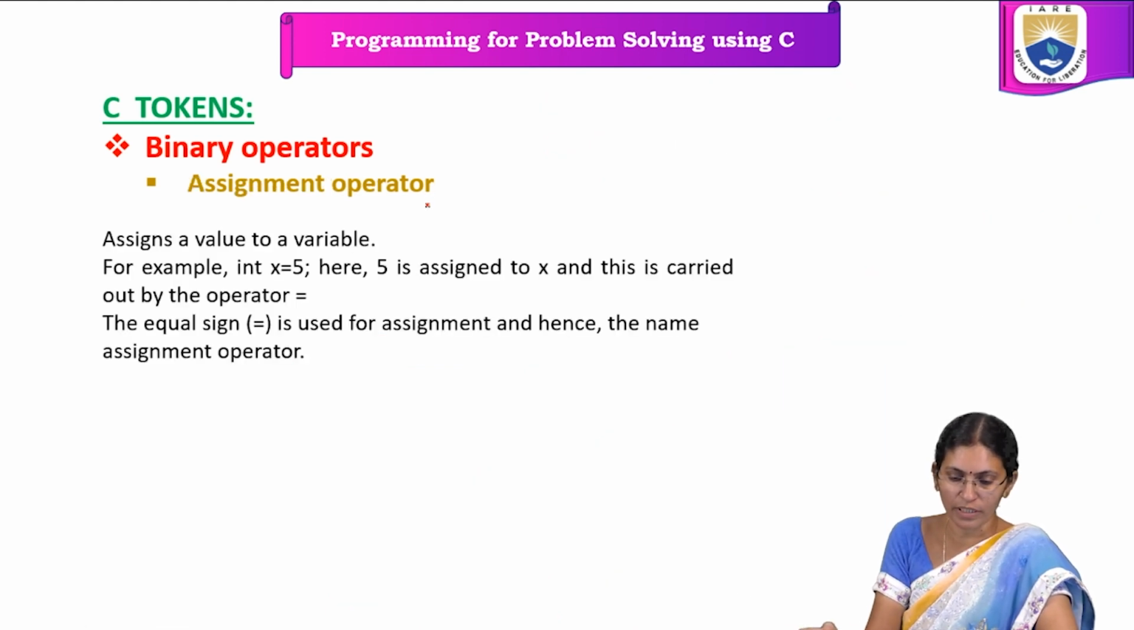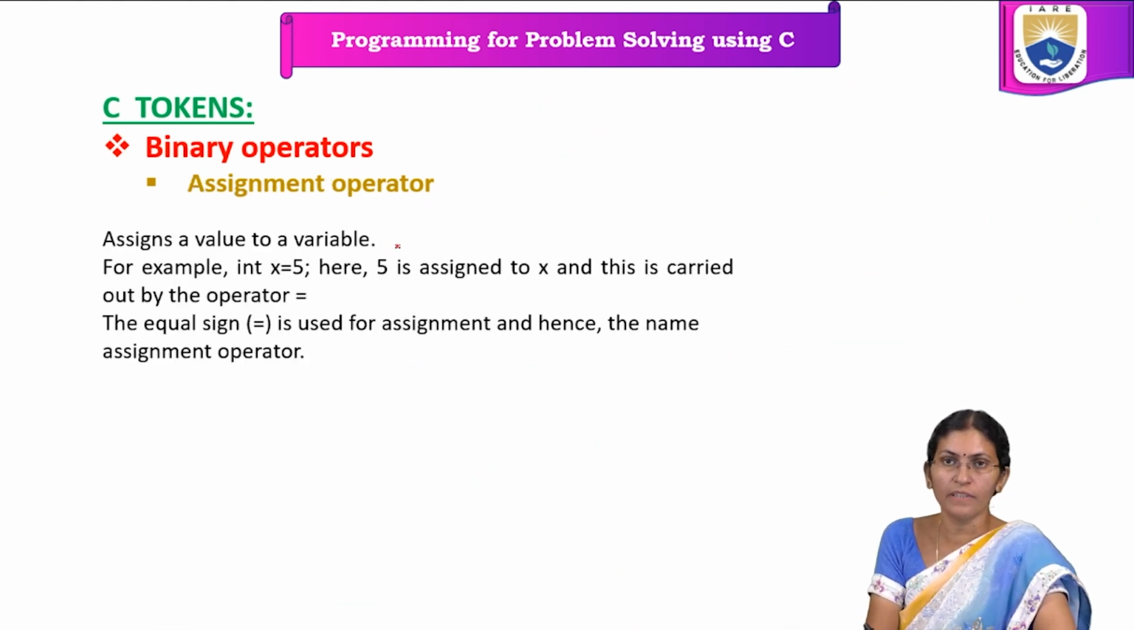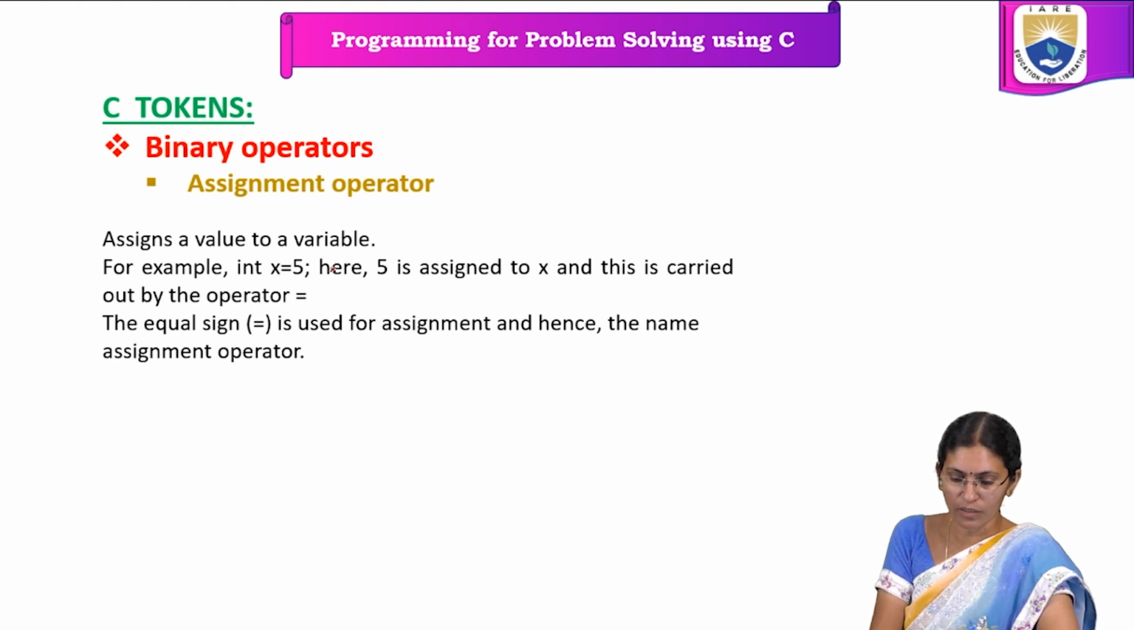Next is the assignment operator. It will assign a value to a variable. For example, int x is equal to 5. Here 5 is assigned to x, and this is carried out by the operator equal to.